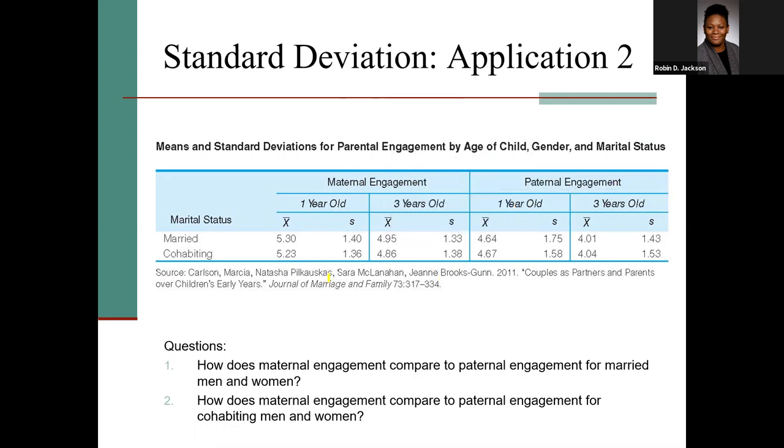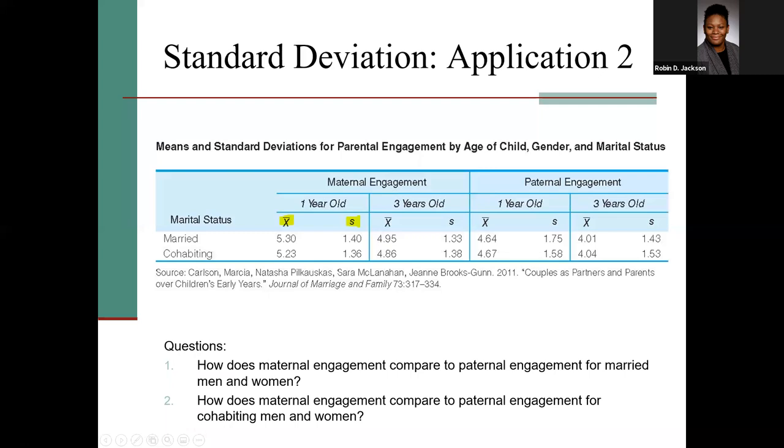Okay, so again, like I said, we don't need to calculate anything. We already have the mean. That's what's going on here. We have the standard deviation. So we have the mean, we have the standard deviation. That's what that s stands for, for both maternal engagement and paternal engagement. So remember, the X with the bar on top is the mean for each distribution, and lowercase s is the standard deviation for the sample.